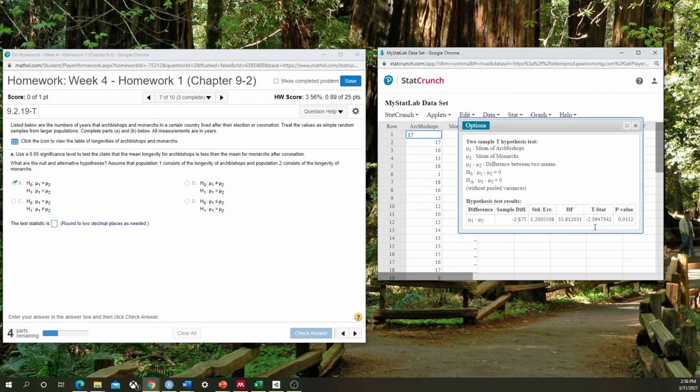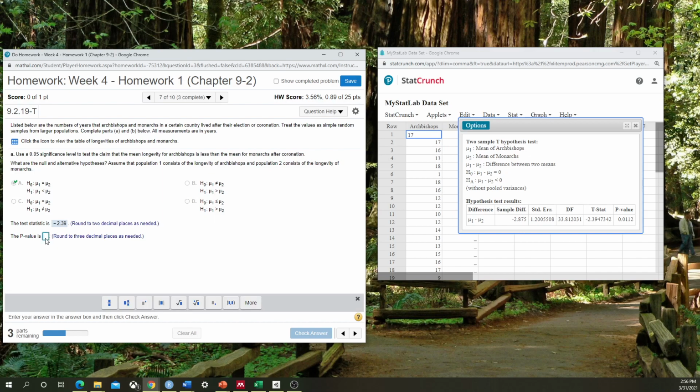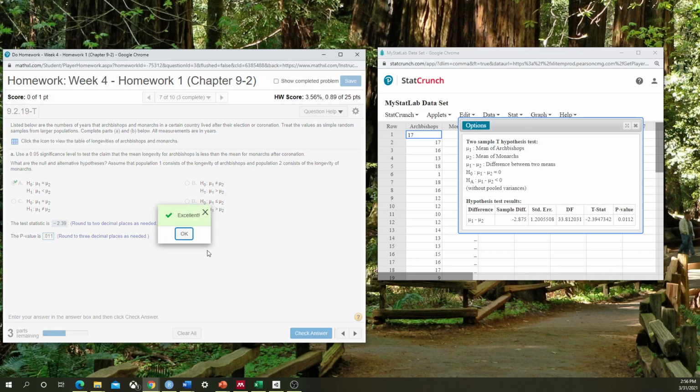Ooh, does look like they do not live as long. This confirms our hypothesis, at least at first glance. Our test statistic is minus 2.39. Rounding that to 2 decimal places. Check the answer. Good job. Okay, our p-value then, going to 3 decimal places, 0.011. Check answer there. Good job.